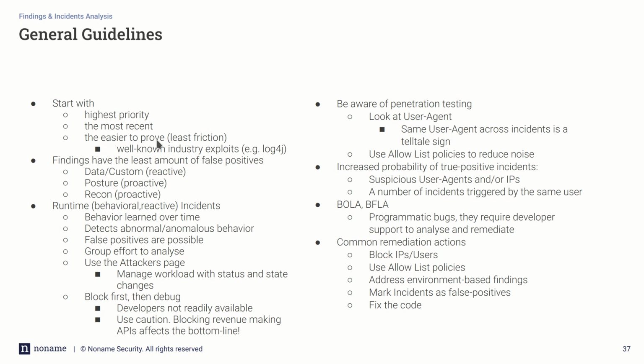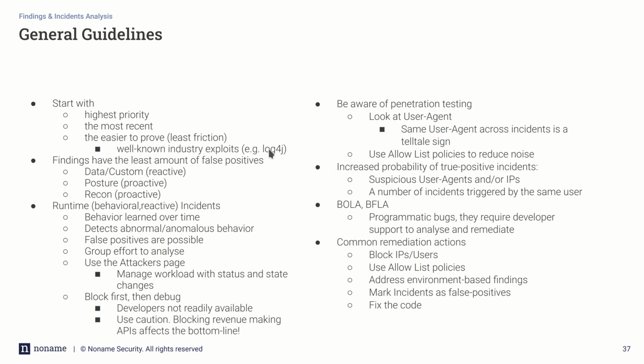Potentially, the ones that are easy to prove could also provide you with a quick win, right? For example, well-known industry exploits like Log4j, you can easily and quickly remediate them and have them closed. I'm not saying for a second that you will be able to do that all by yourself. I'm saying that these are the easiest to work with.